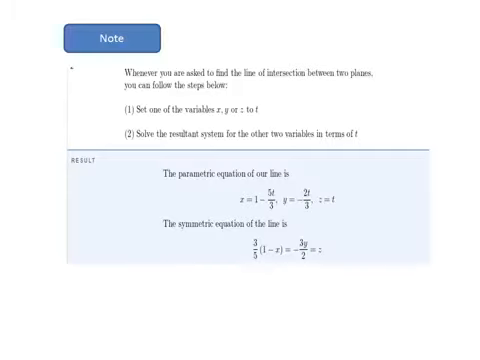Whenever you are asked to find the line of intersection between planes, you can follow these steps. Step 1: set one of the variables x, y, or z equal to t. This is the method which you have seen in the previous example. Step 2: solve the resultant system for the other two variables in terms of t. So in the previous example, the parametric equations of our line are x = 1 - 5t/3, y = -2t/3, and z = t. The symmetric equation of the line is (3/5)(1 - x) = -3y/2, which is equal to z.